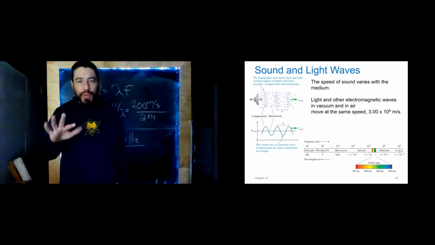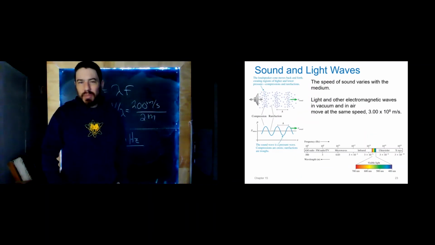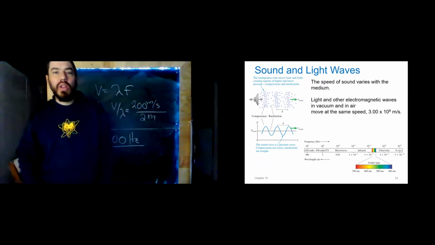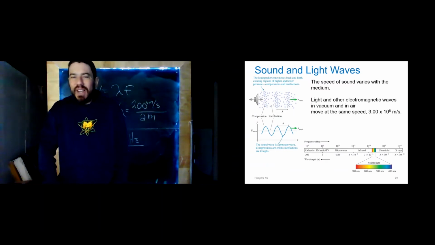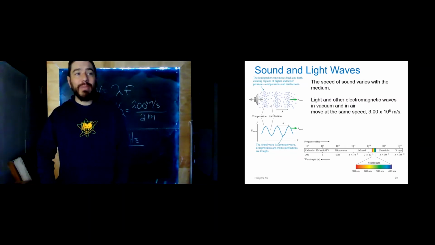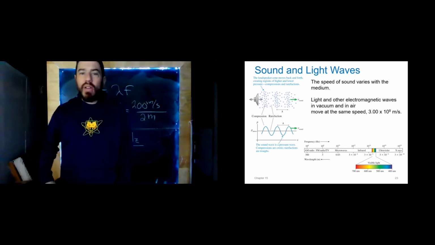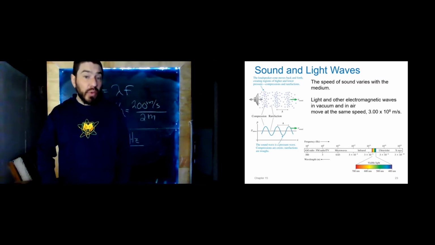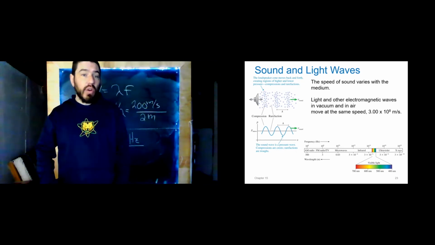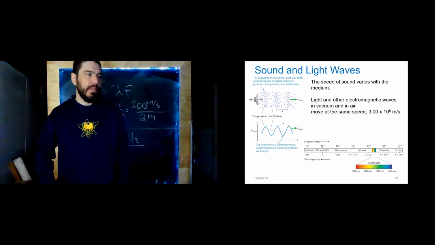So, the speed of sound varies with the medium. Sound travels about 343 meters per second, about 750 miles per hour, through air. Again, it varies slightly with temperature. Light and other electromagnetic waves in vacuum and air move at the same speed, 3 times 10 to the 8th meters per second. However, sound travels faster through water and even faster still through a solid. So we need to be a little bit careful with that. Typically, we're going to deal with sound waves in air.